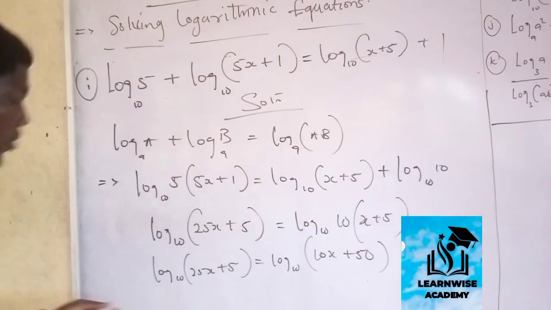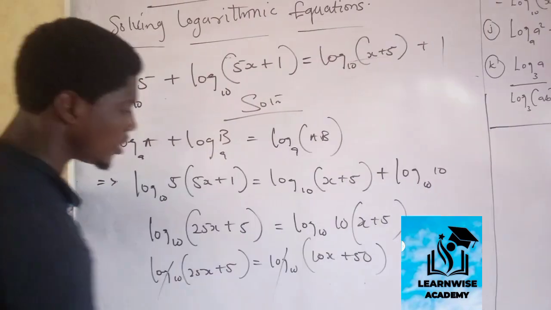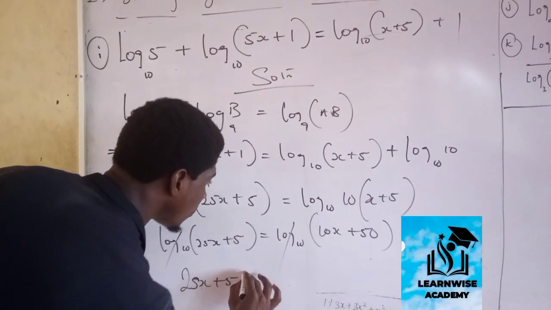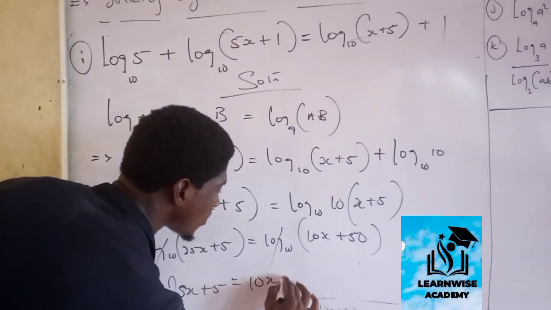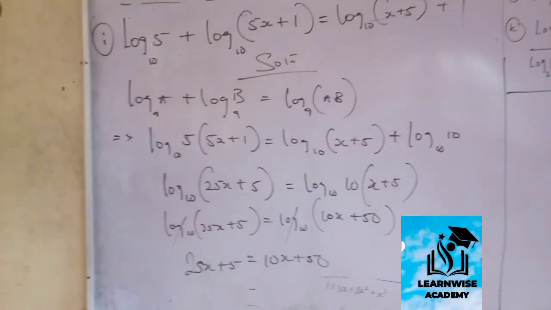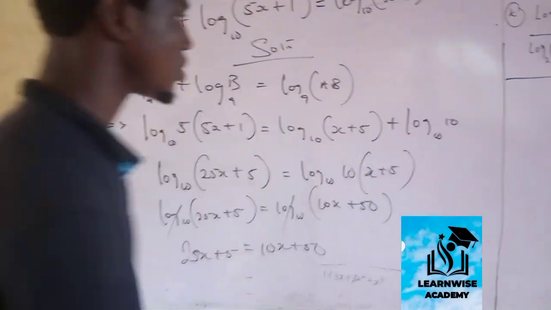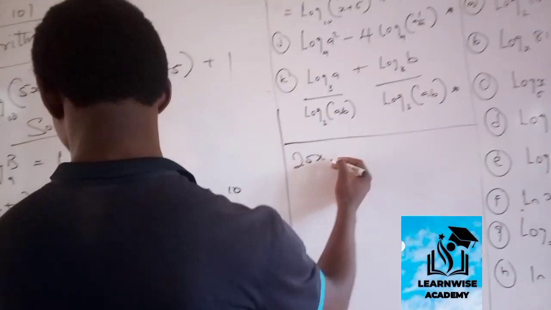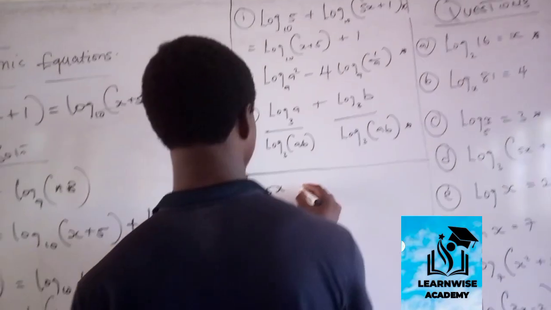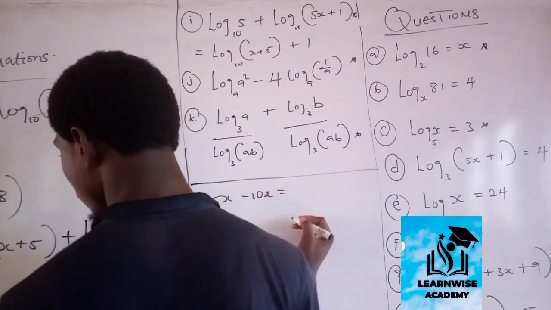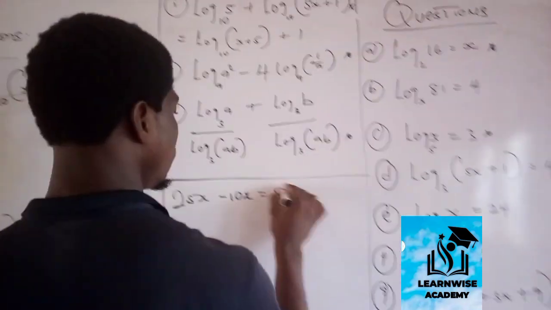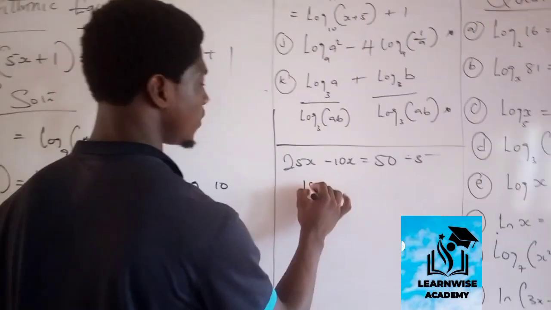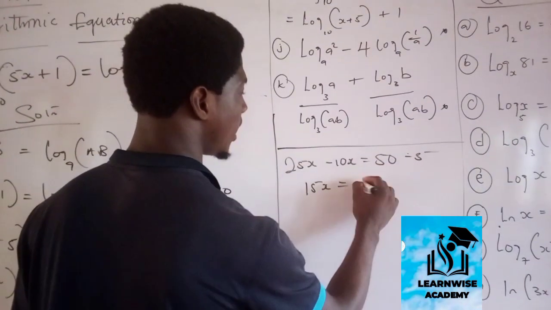Now, since we have this, we can simply cancel out the log base 10. We have 25x + 5 = 10x + 50. We can resolve it by collecting like terms. The 10x crosses over, so we have 25x - 10x, and the 5 goes over to the other side, so we have 50 - 5. This minus this gives 15x equal to 45.